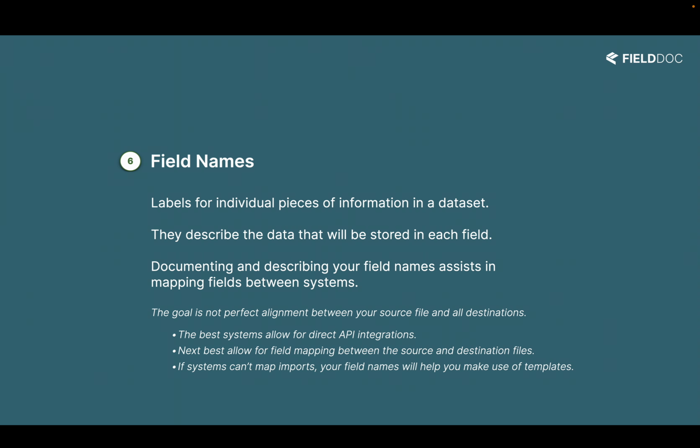The next best thing before our industry gets to having these direct connections is to allow for field mapping between source and destination files that allows for flexibility on the source file. And so this is the idea of, like, I'm sure you've uploaded a template somewhere where they say, okay, well, which field does this map to? And that's a great middle ground to have before we can have these direct API connections.